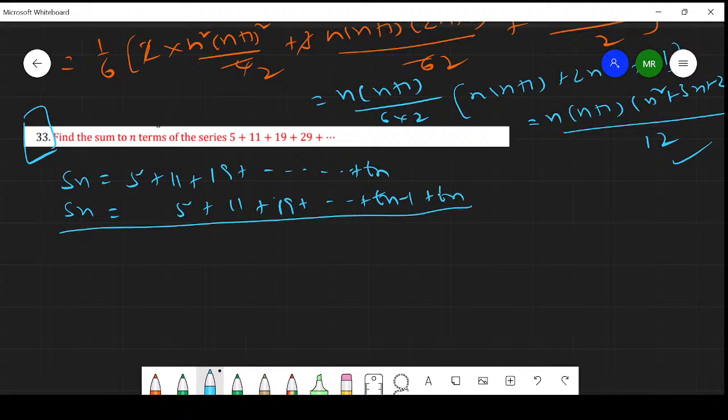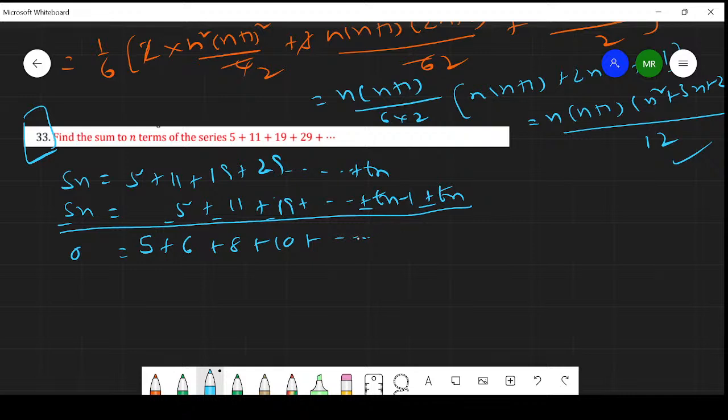You subtract this, to get the difference of two terms. If I subtract, the matching terms will be 0. You will get 5. 11 minus 5 is 6. 19 minus 11 is 8. Again 29 minus 19 comes 10, and so on.